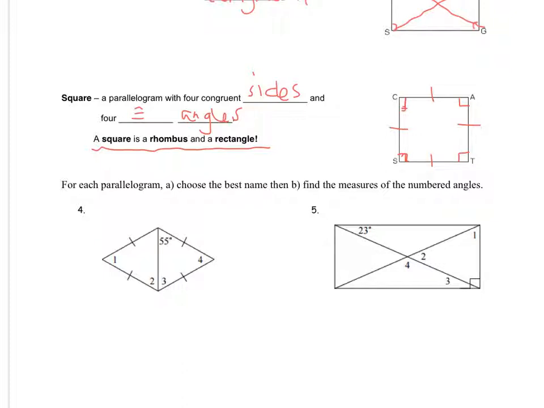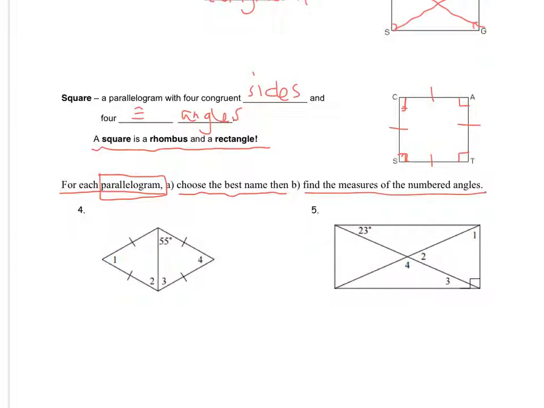Okay, so what I want you to do at this point is for each parallelogram, you're going to choose the best name. So we already know that it's a parallelogram, so your options are parallelogram, rhombus, rectangle, square. Okay, if there's nothing special about it that makes it a special parallelogram, then it is just going to be parallelogram. Once you name your parallelogram, you're going to find the measures of the numbered angles.